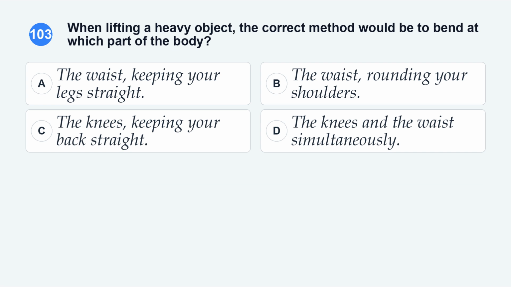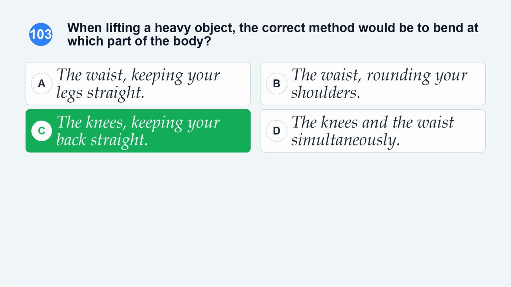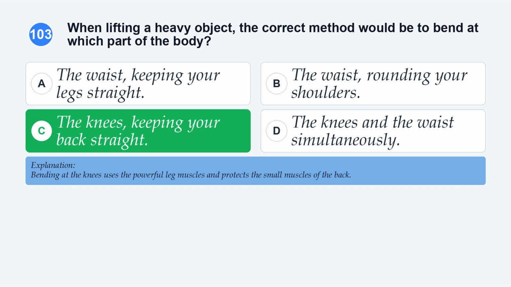Question 103. When lifting a heavy object, the correct method would be to bend at which part of the body? Option A, the waist, keeping your legs straight. Option B, the waist, rounding your shoulders. Option C, the knees, keeping your back straight. Option D, the knees and the waist simultaneously. The correct answer is option C. The knees, keeping your back straight. Explanation. Bending at the knees uses the powerful leg muscles and protects the small muscles of the back.